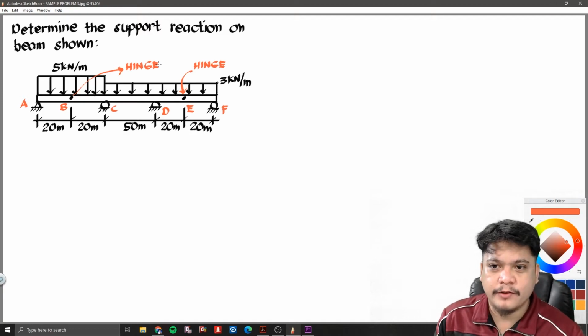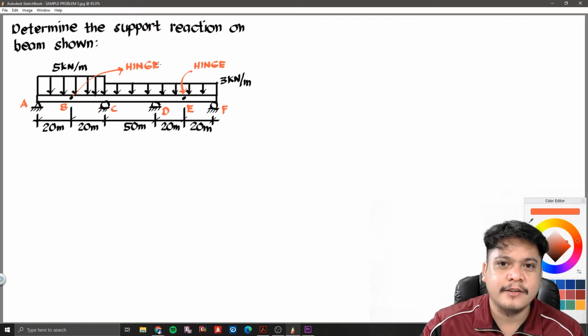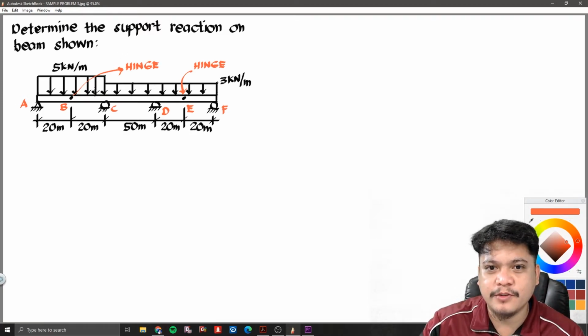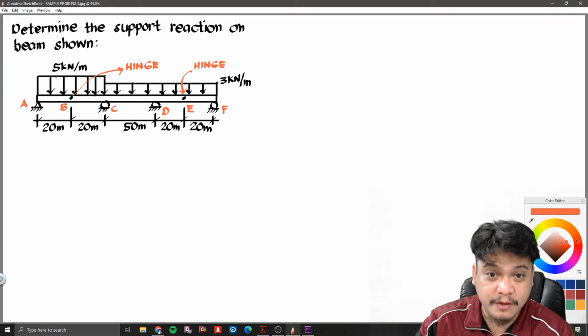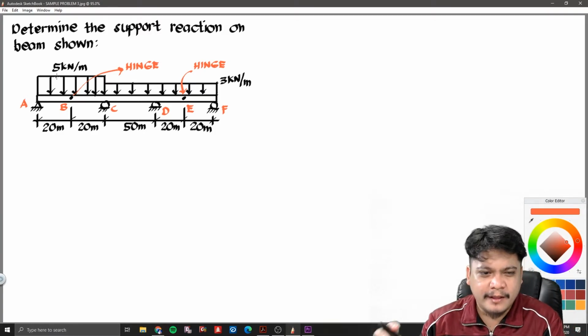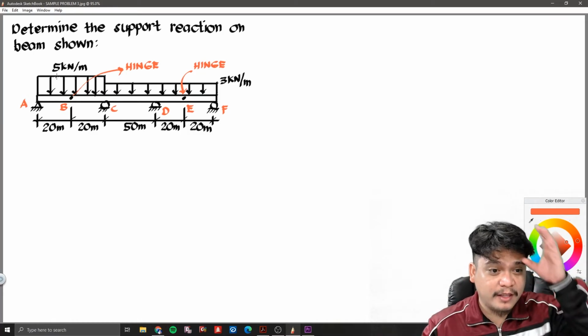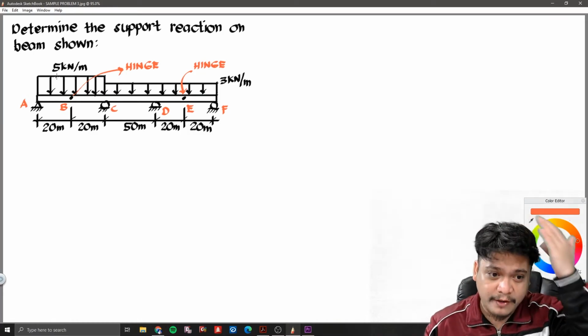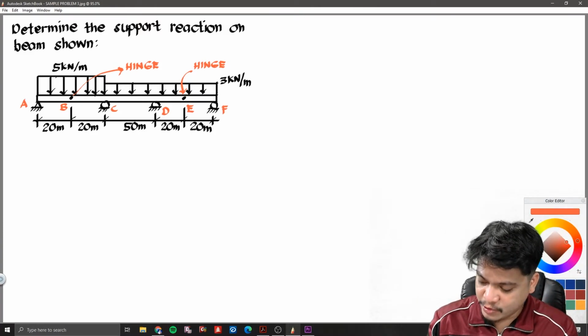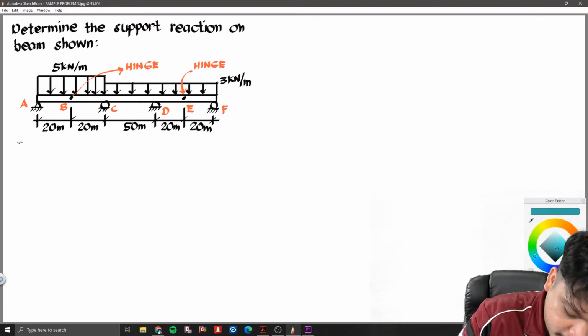Okay. So, let's try this. Determine the support reaction on the beam shown. Okay. So, again, titingnan muna natin kung mag-i-indeterminate siya. Kasi kapag nag-indeterminate to, definitely, hindi natin siya kayang i-solve. So, check for determinacy. Check muna natin.